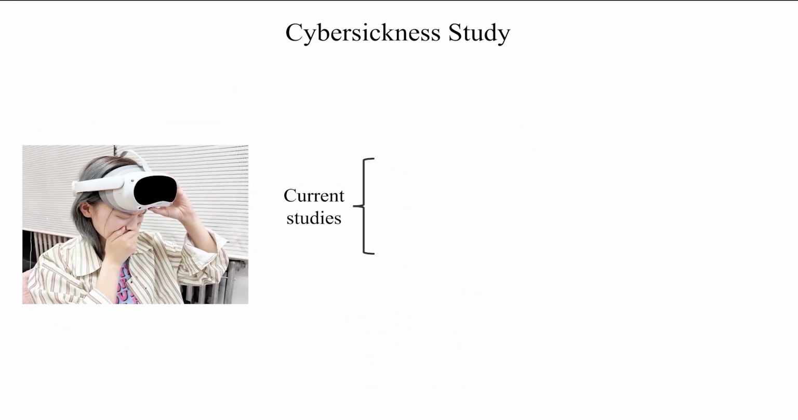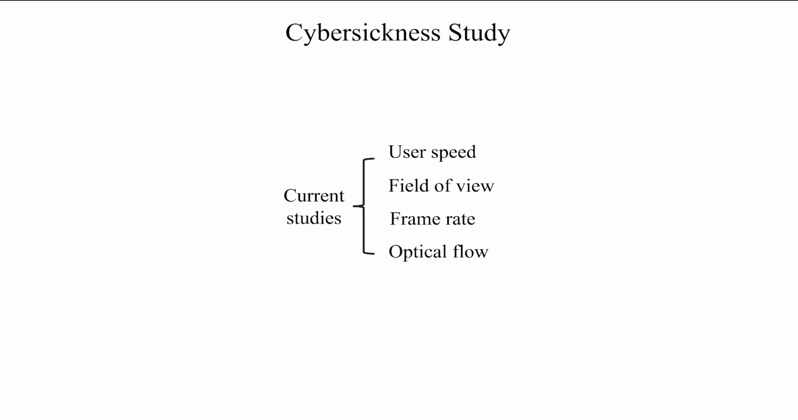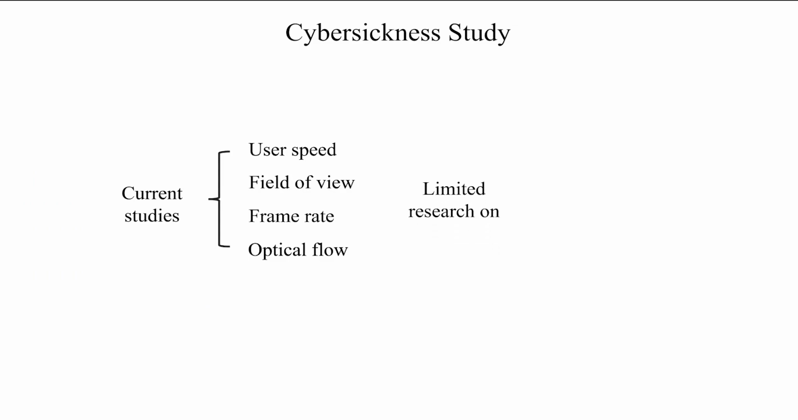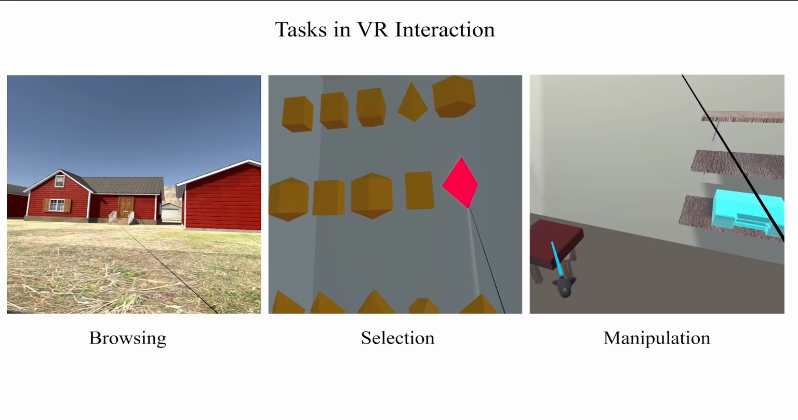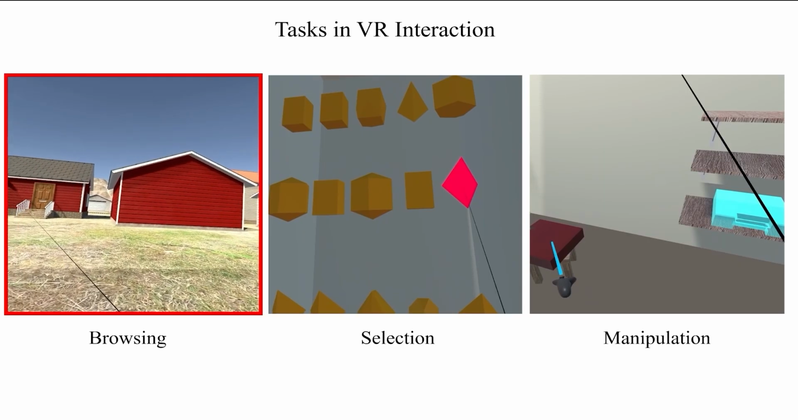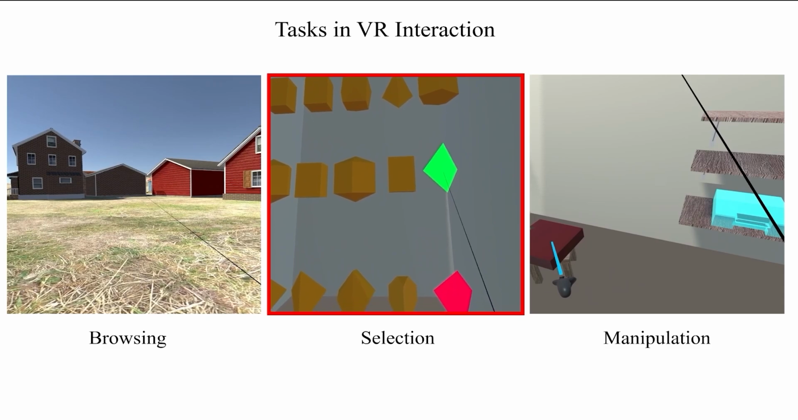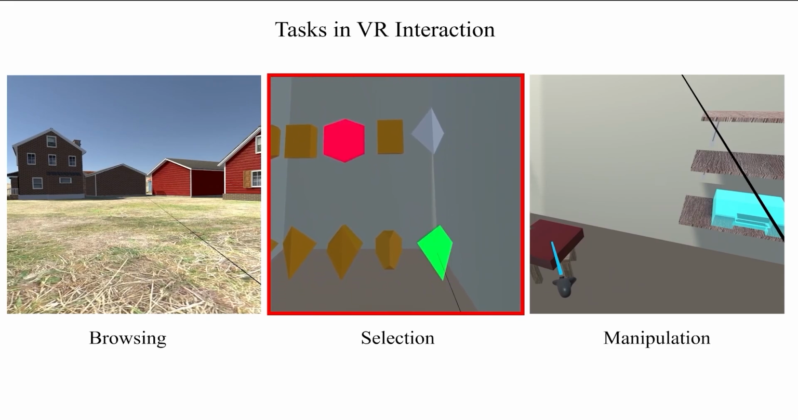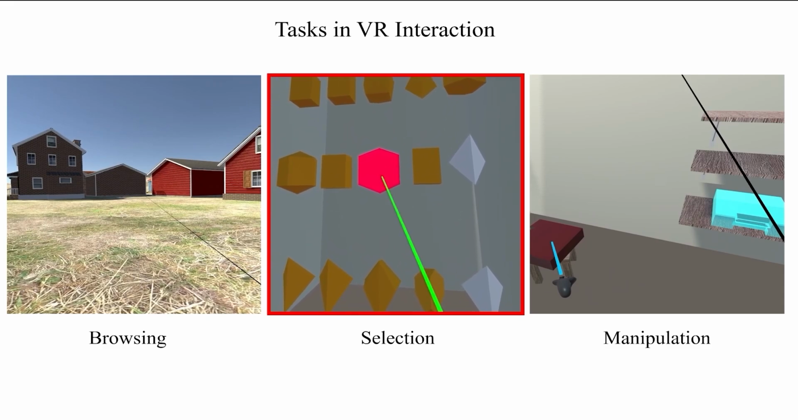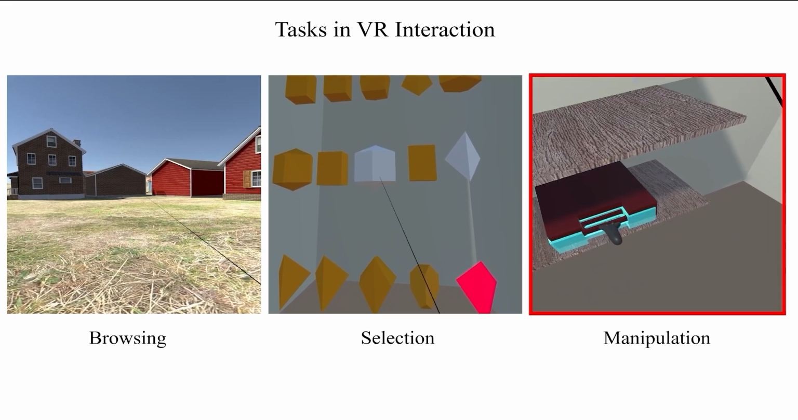Current studies have focused on how factors such as user speed, field of view, frame rate, and optical flow affect cybersickness. However, there is limited research on the effects of basic VR tasks under different rendering conditions. In addition to simple browsing tasks, real-world VR application scenarios often include a wider range of complex tasks, such as selection tasks and manipulation tasks.